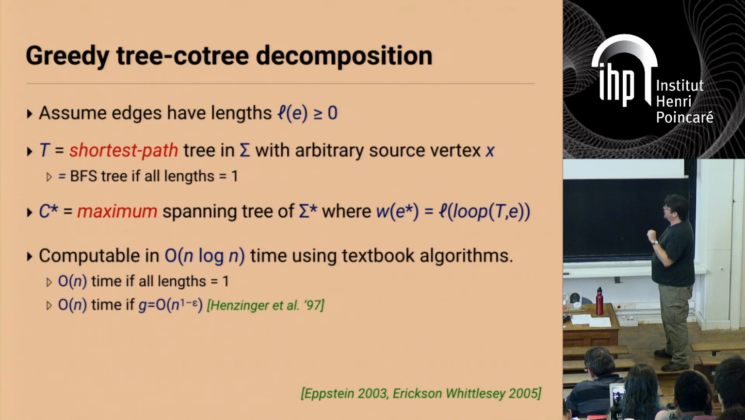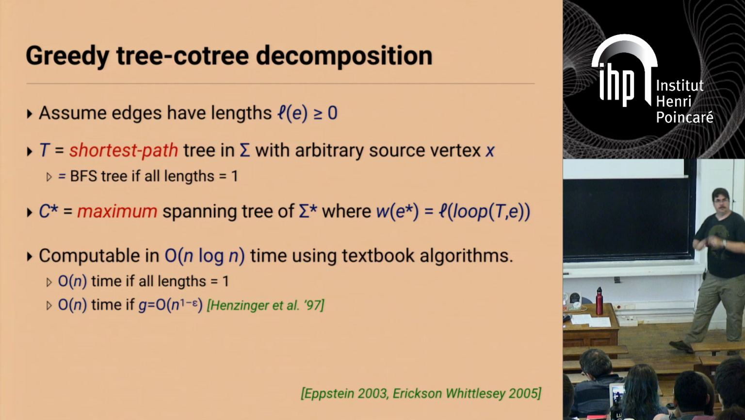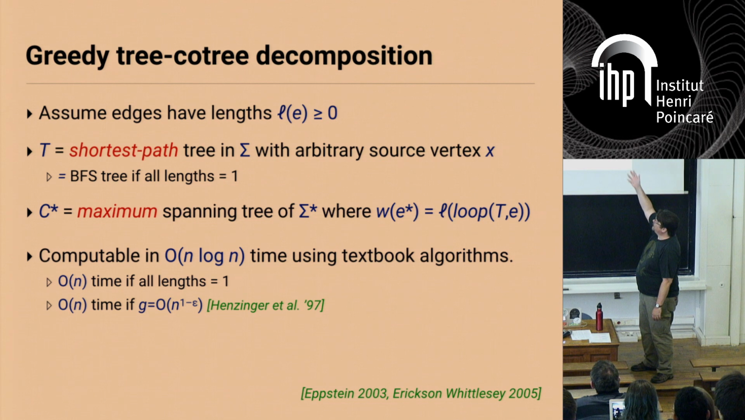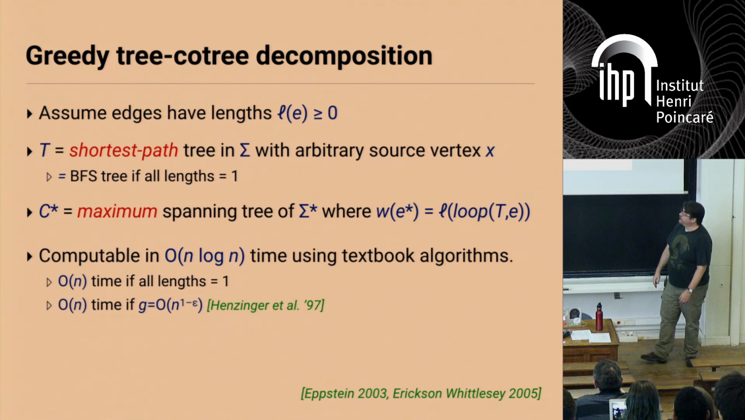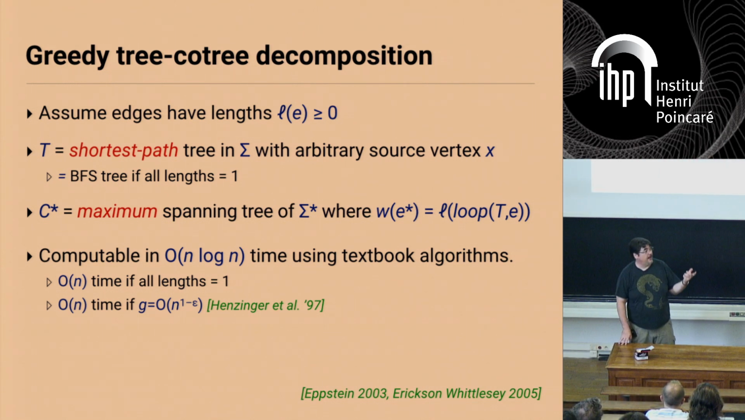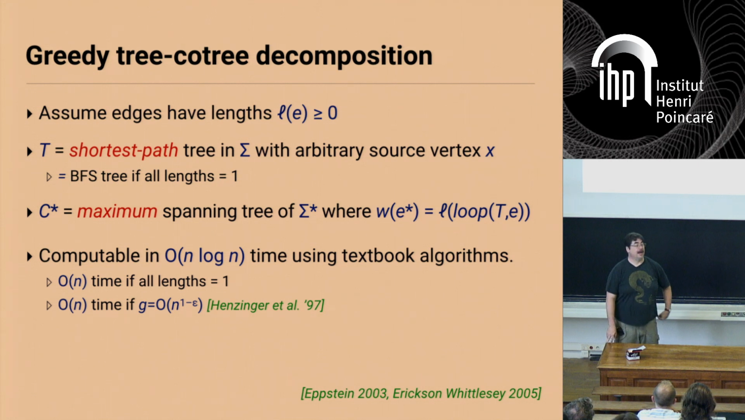And by being somewhat clever about how you compute these edge weights, and by using textbook algorithms for computing shortest path trees and maximum spanning trees, you can build this particular greedy cotree decomposition in n log n time. If you really want to be clever, you can bring that down to linear time in a couple of special cases. In particular, if you don't really have weights on the edges, then the shortest path tree is just breadth first search. The maximum spanning tree in the dual is still non-trivial to talk about, but you can still do it in linear time. And even if you do have edge weights, as long as the genus is not too big, by graph algorithms magic, you can get rid of that log factor. Okay, so from now on, I'm just going to call this n log n.